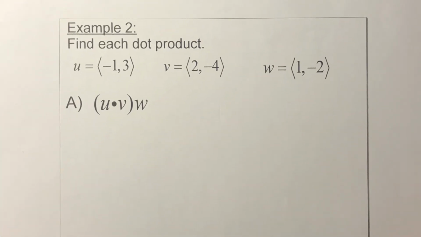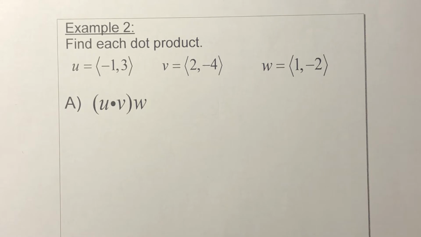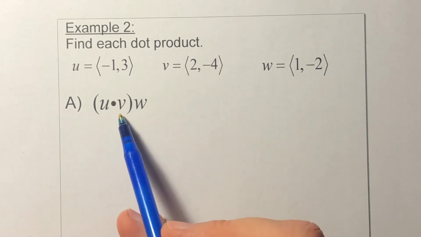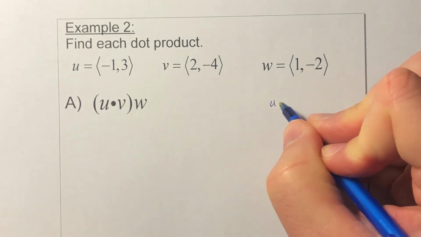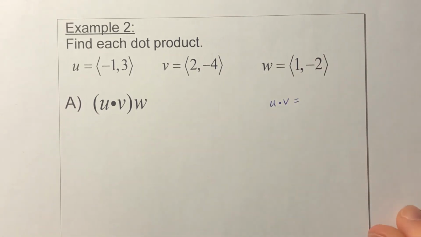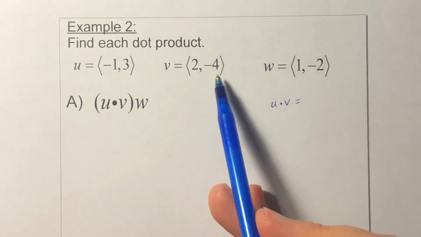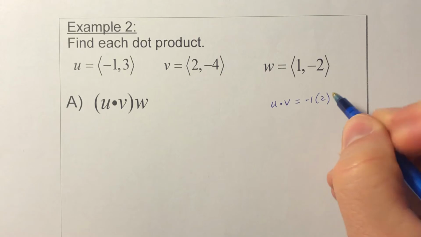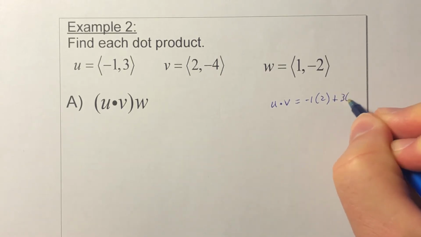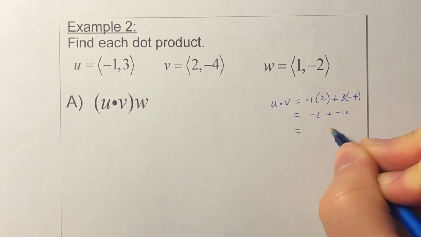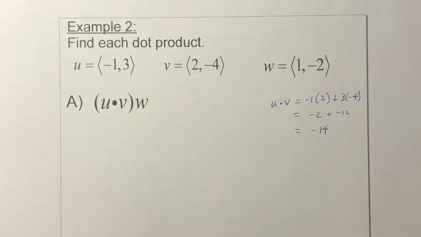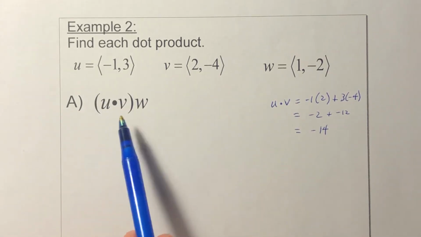Now what if we have something like this? We're going to take u times v times w. What I'm going to do on the side is take u times v. So vector u times vector v means we're going to take -1 times 2 plus 3 times -4, and we end up with -14. That's the dot product of u times v.